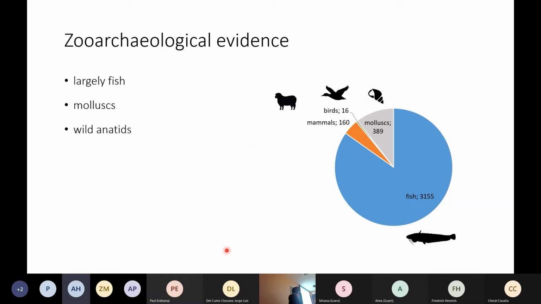So now moving on to the zooarchaeological evidence, the majority of the remains from this site were fish, as you probably remember from Tuesday. There were also quite some mollusks, but naturally occurring in the sediments mainly. Some wild anatids, and as you can see, there are very, very few mammal remains, just 160, only part of which could be identified. And this absence, or not absence, but dearth of mammals can be a useful starting point to try and understand what was going on at the site.